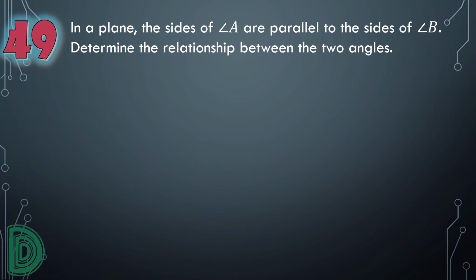49. In a plane, the sides of angle A are parallel to the sides of angle B. Determine the relationship between the two angles. Let us have angle A and angle B. Corresponding sides are parallel. Therefore, we can prove that angle A is congruent to angle B.